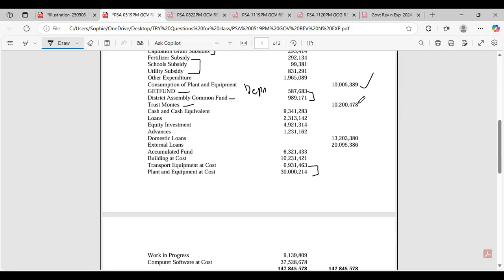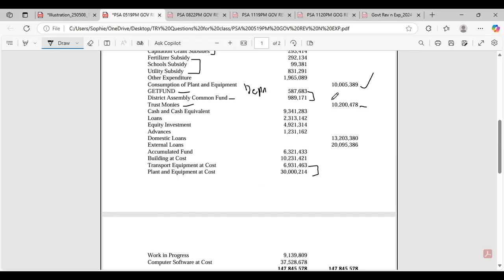Look at this. Trust monies. It's at the credit side. What does it mean? See, trust money is like somebody has given you money to keep for the person. Is it for you? No. So it's at the credit side. It means this is a liability.